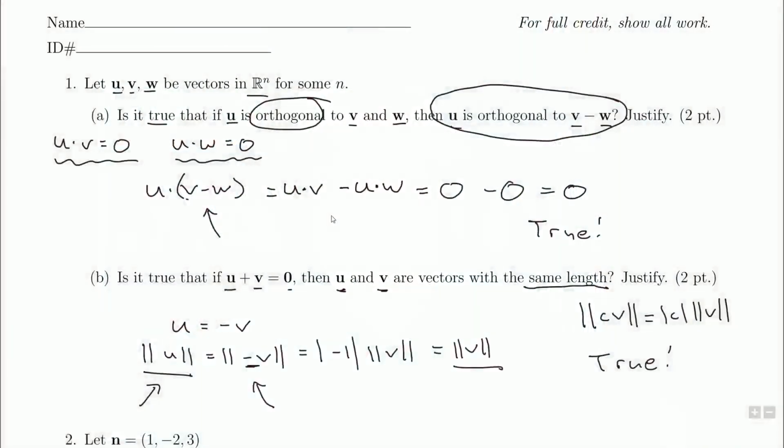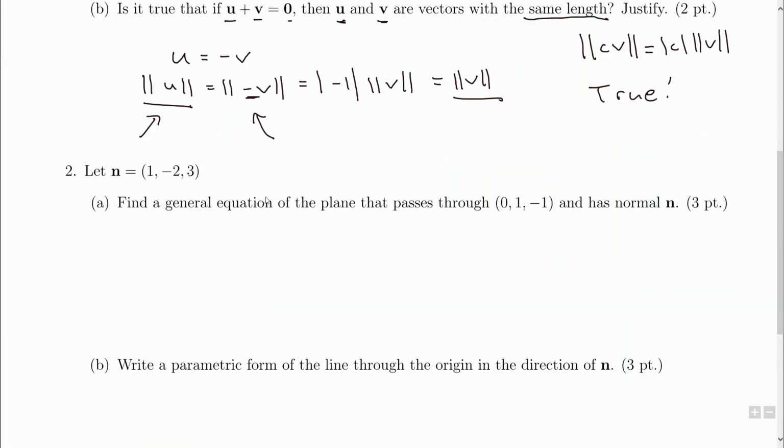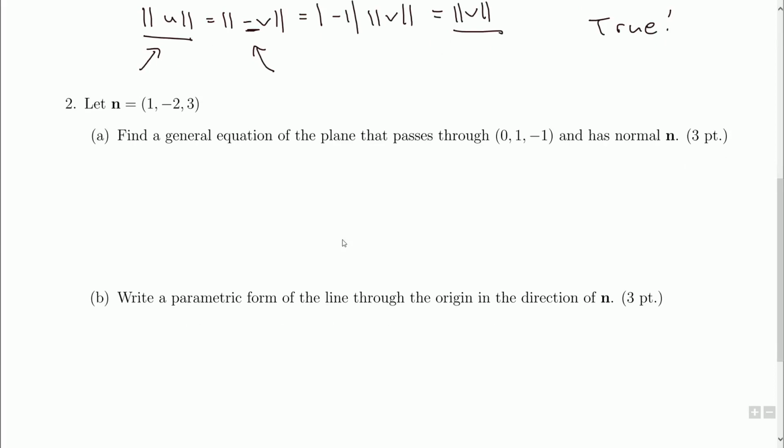Onward to question 2, our second question on this little quiz from 8 years ago. Okay, so we've got n. It's bolded, so that tells me it's a vector, and immediately I start thinking that this should be a normal for a plane. And as I read on, I find that's true. Find a general equation of the plane that passes through (0, 1, -1), and has a normal of n.